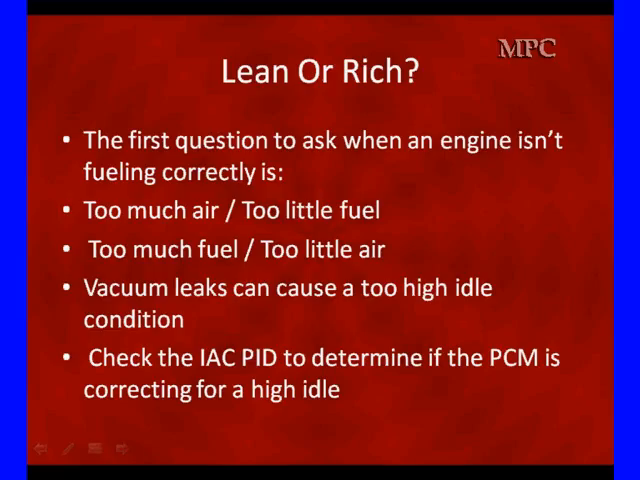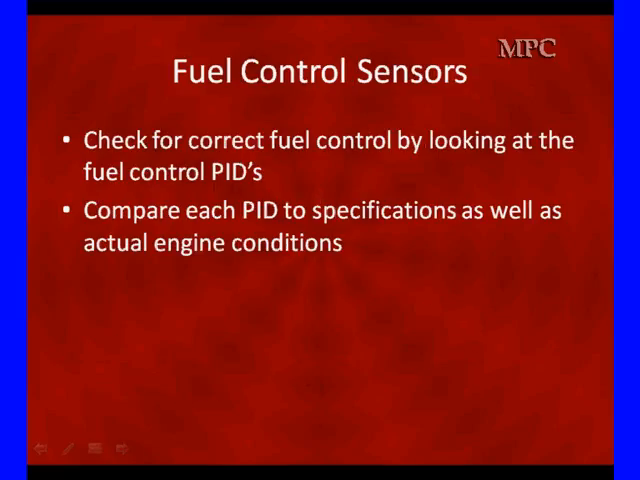Remember, vacuum leaks can cause high idle conditions, and if they're excessive, they cause the high idle you're looking for. But you always check the IAC PID to determine if the PCM is correcting for a high idle speed. The IAC counts will be very low, less than 10 in most cases. Check for normal fuel control by looking at the fuel control PIDs like we just went through. Compare each PID to specifications. Know where to go if the reading is wrong.